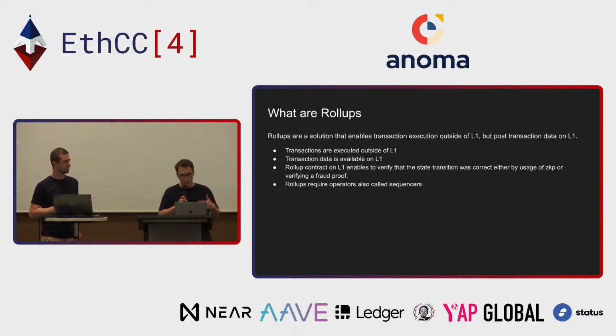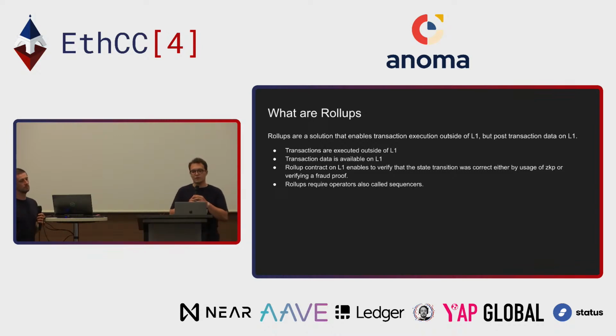And by having that said, the data is available in layer 1, so also the state of the rollup can be recreated, even if the operator turns off. And what is also important, rollups have an operator, which are also called sequencers. And those rollups have a contract, and basically the state transition of the rollup is secured by the contract either by validity proof in case of zero-knowledge ZK rollups, or by fraud proofs in case of optimistic rollups.